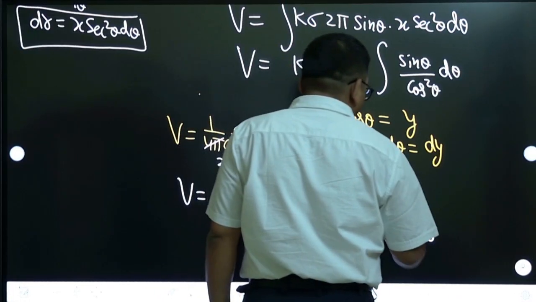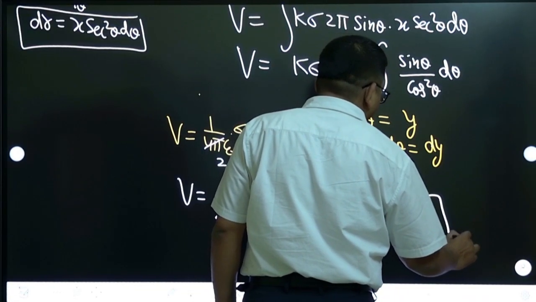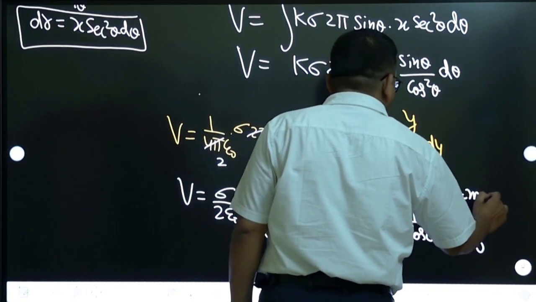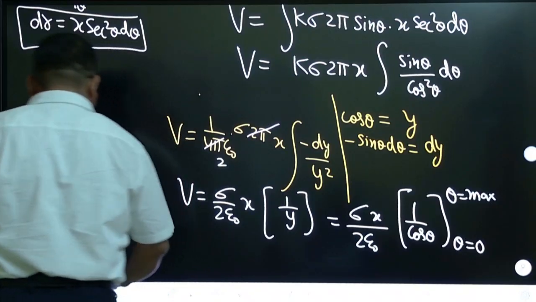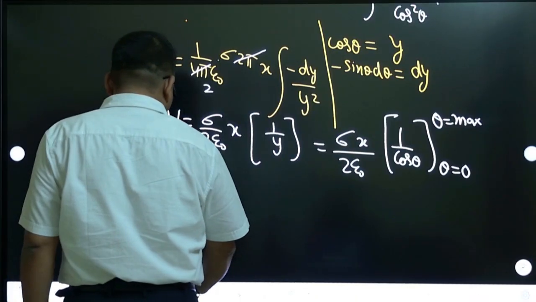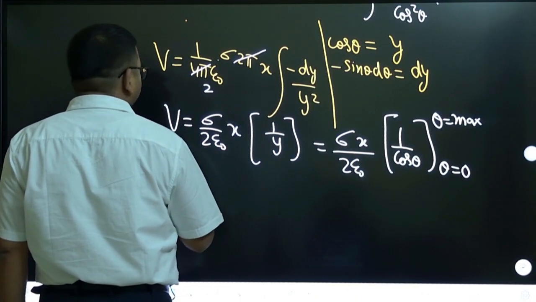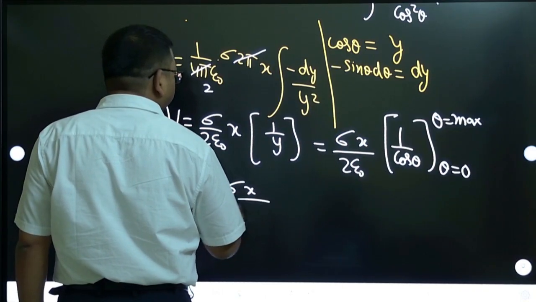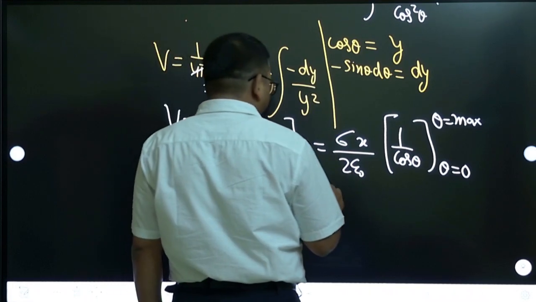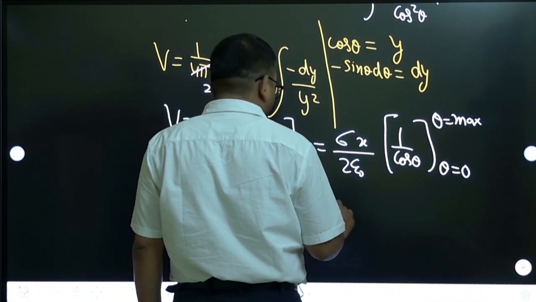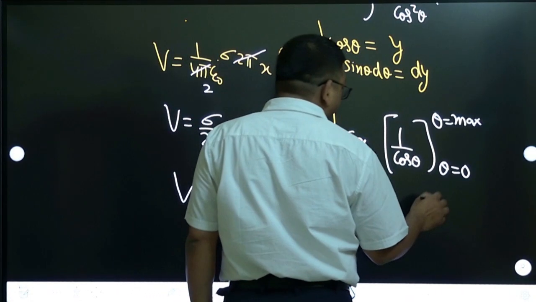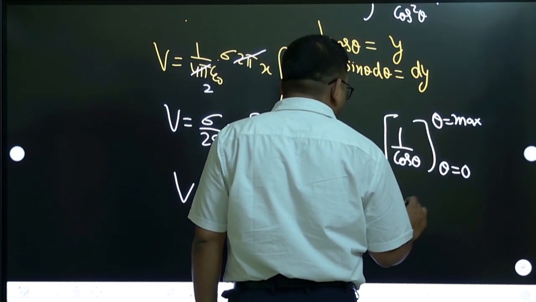And then what is the limit of theta? Theta is going from 0 to theta maximum, right? Now let us substitute that. So V is equal to sigma x by 2 epsilon naught. Upper limit is 1 by cos theta max, minus lower limit cos 0 degrees, which is 1. So that is going to be 1.